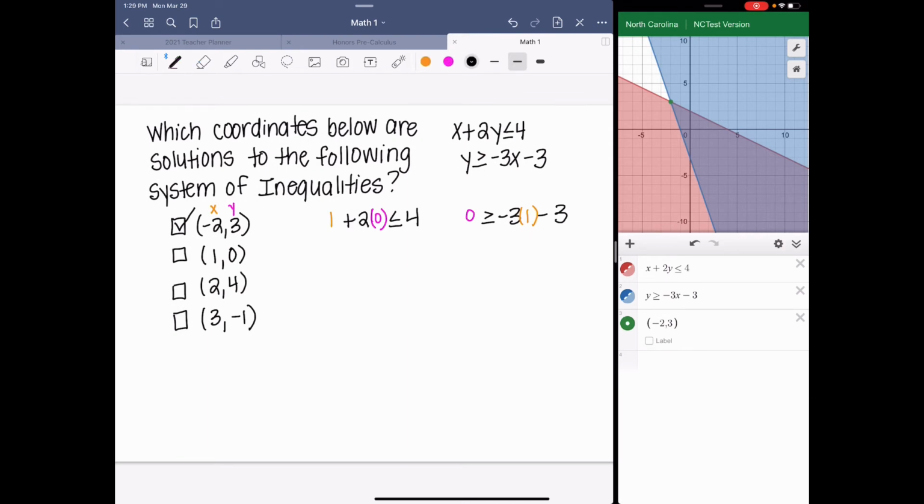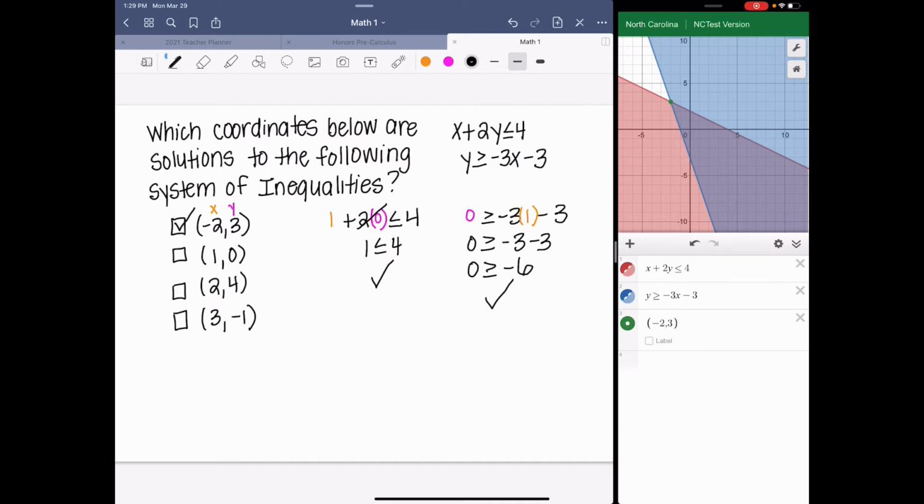All right, so for this one, I have 2 times 0, that's 0. So 1 is less than or equal to 4. That is a true statement. All right, so for the next one, 0 is greater than or equal to -3 minus 3. So 0 is greater than or equal to -6. That is also a true statement.